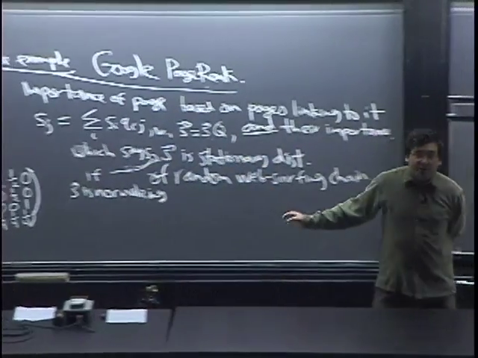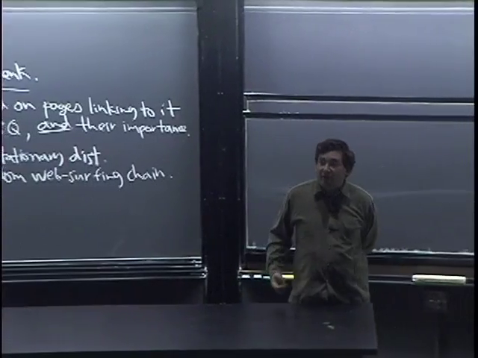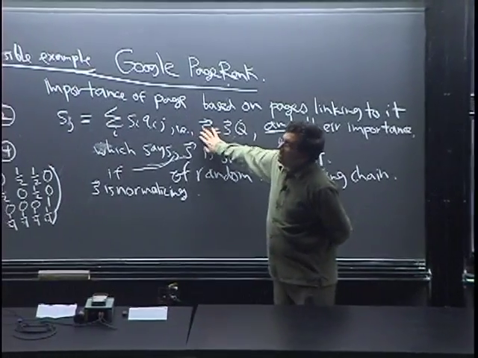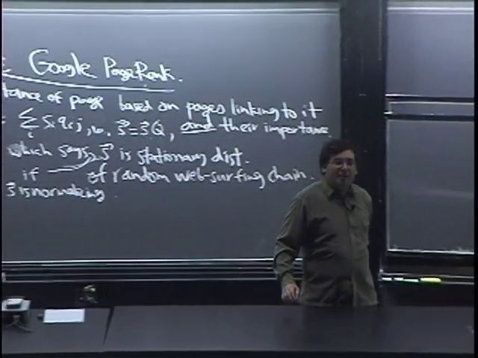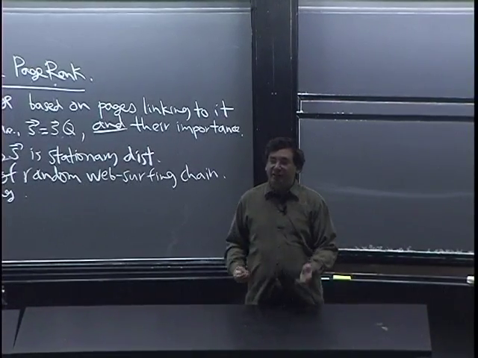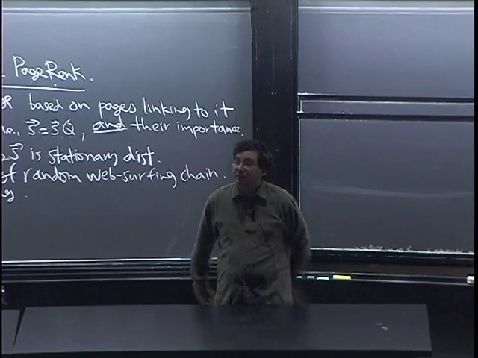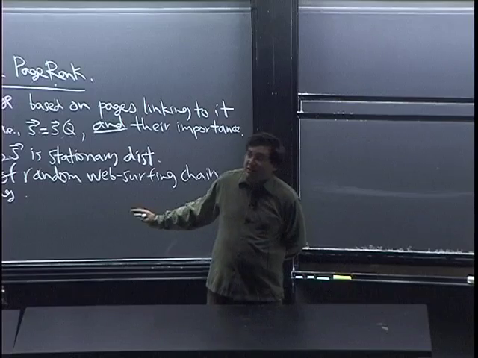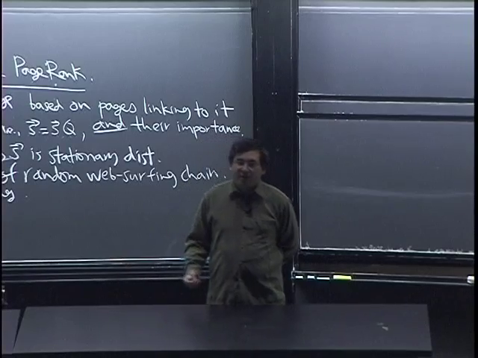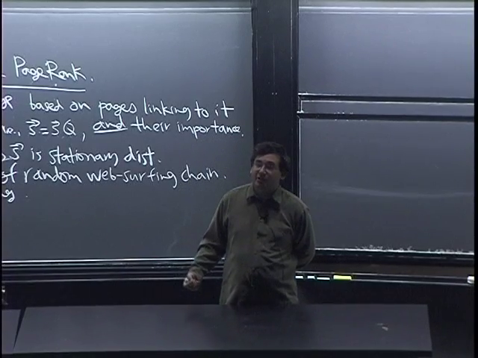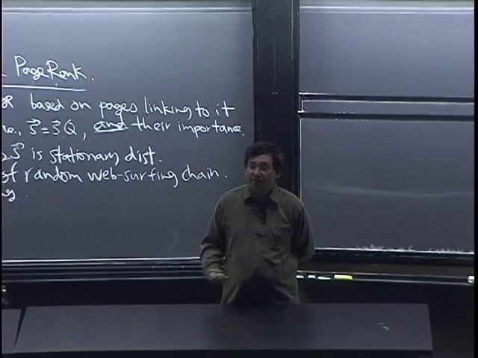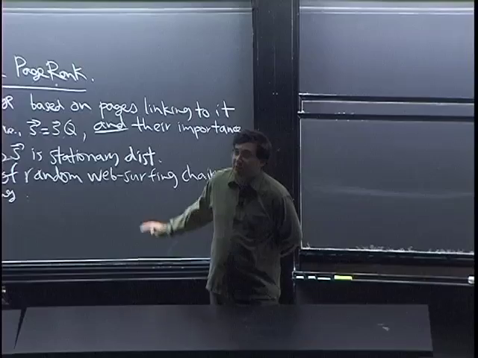So in terms of the interpretation of the stationary distribution as the long-run fraction of time of being in a certain state, what this is saying is that if you imagine randomly surfing the web for ages and ages and ages, in the long run, the importance of a page is the long-run fraction of time that you spend at that page, right? That's kind of intuitive. The pages that are more important, you'll find yourself spending more time there in the long run. So that's what it's doing.